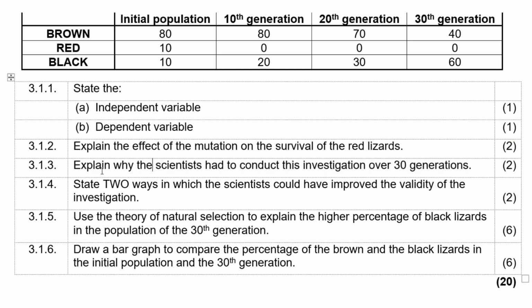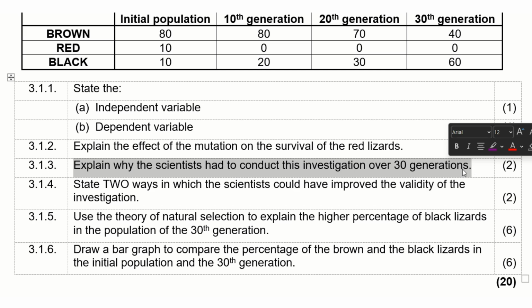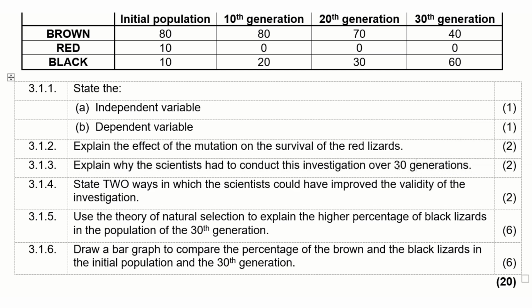So the next one, explain why the scientist had to conduct this investigation over 30 generations. So hopefully you can immediately see that this is a question about reliability, because they're talking about multiple generations. So the investigation was conducted over a long period of time. But what you would notice is that this is a 2-mark question. So you can't just say to ensure reliability. You have to explain why the 30 generations would ensure reliability.